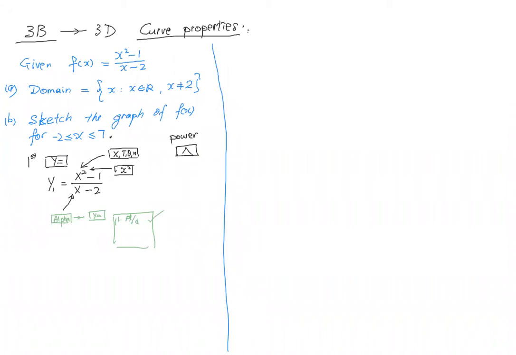Everyone got it? Hao Xuan, you got that? Yeah, I got it already. Okay, so Hao Xuan, tell me the second step. Zoom? No. Trace? Window. Yes, go to window. And then x minimum, -2. Be careful. Negative is this button.